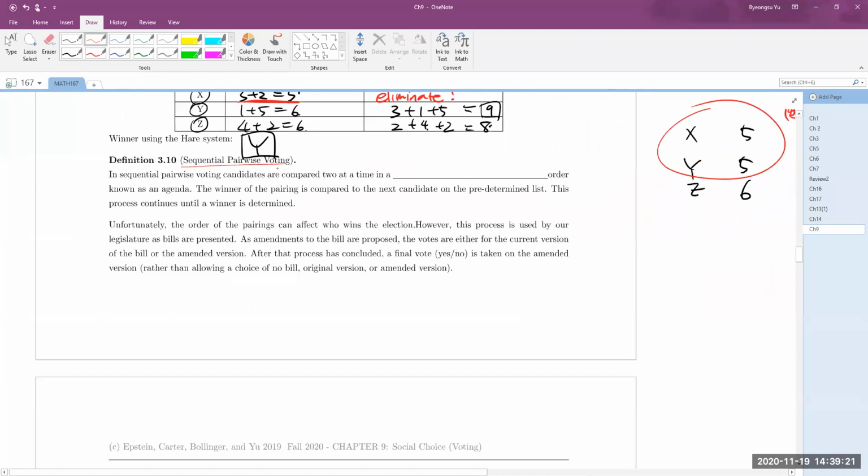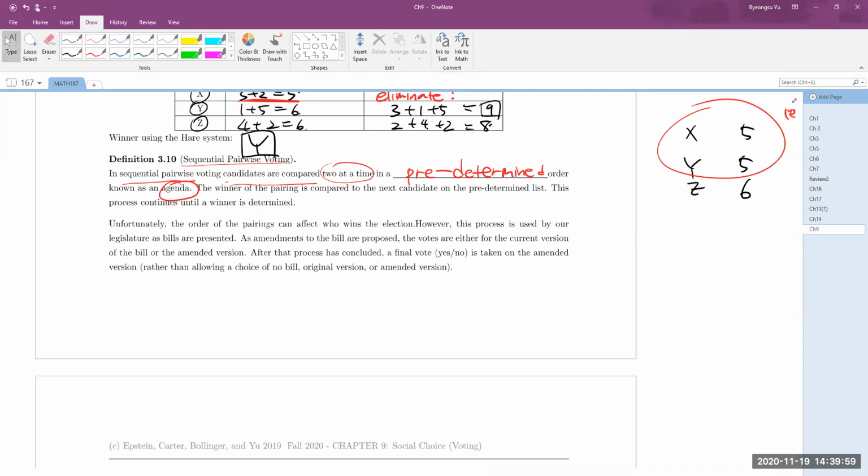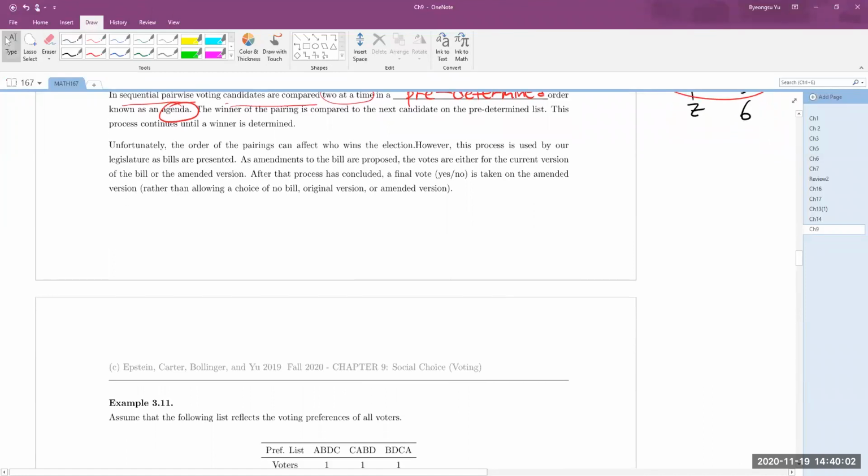So here, sequential pairwise voting is very similar to the Condorcet method. It's a little bit different. In sequential pairwise voting, candidates are compared 2 at a time in a predetermined order, known as an agenda. So we know the pairing is compared to the next candidate on the preference list. Then this process continues until a winner is determined.